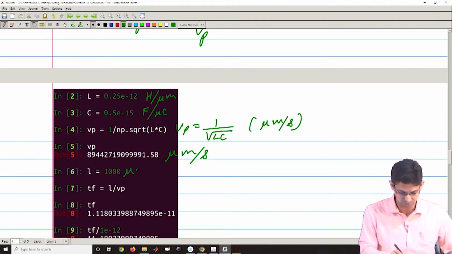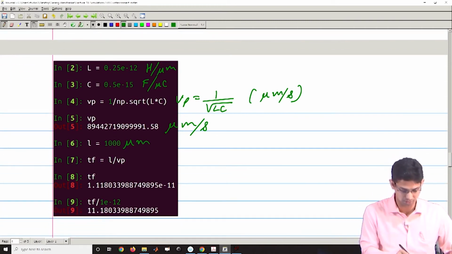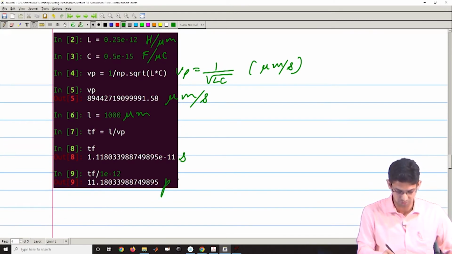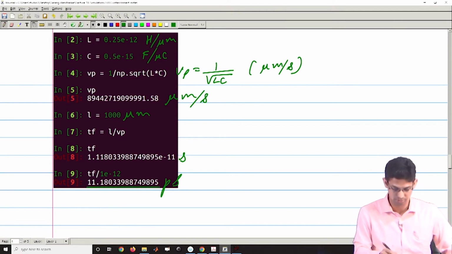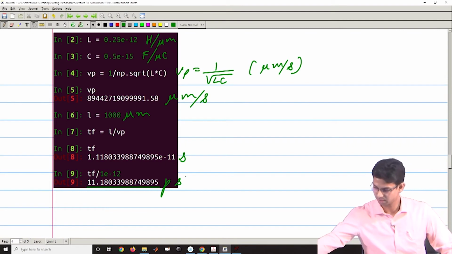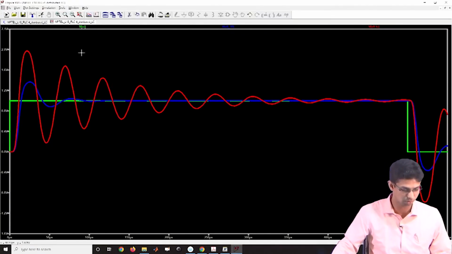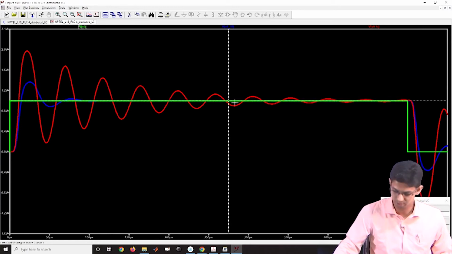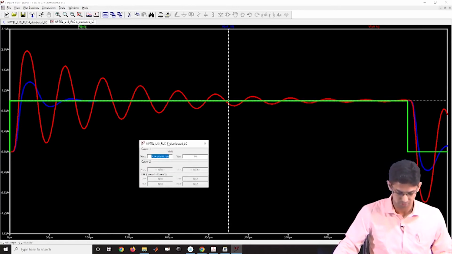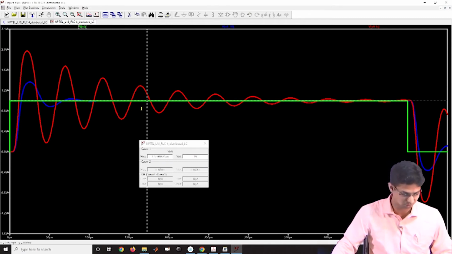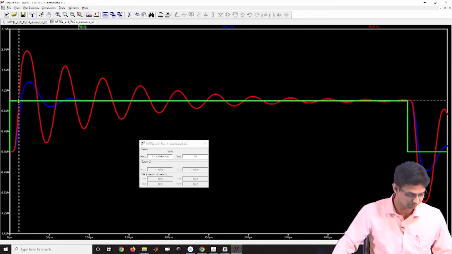Length is in the units of micrometer, so if I find out Tf, which is L by Vp, it comes out in the units of seconds. If I convert it into picoseconds, I get something like 11.18 picoseconds. So let us go to the simulator and see whether this makes sense. Let me introduce a marker here. I hope the values are readable. If not, I will also say them verbally.